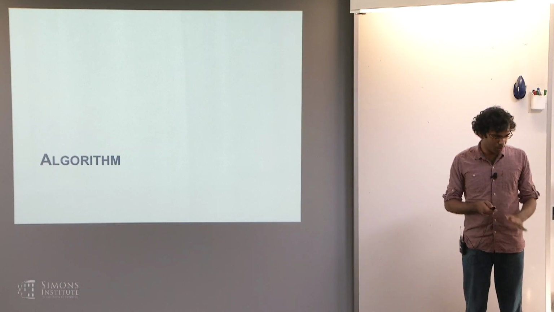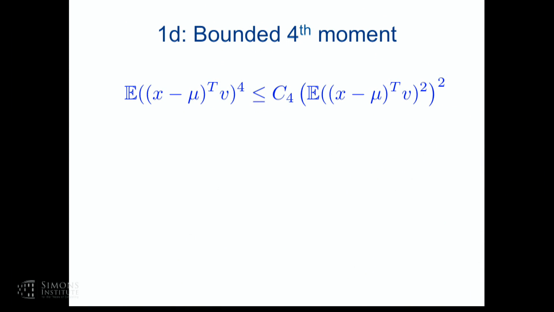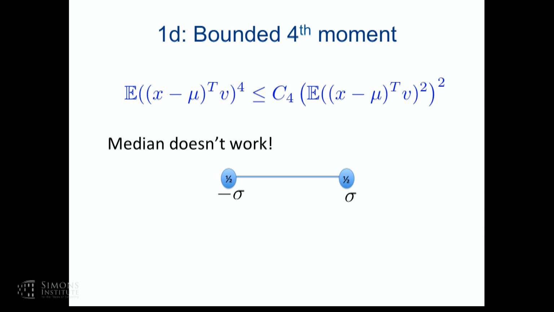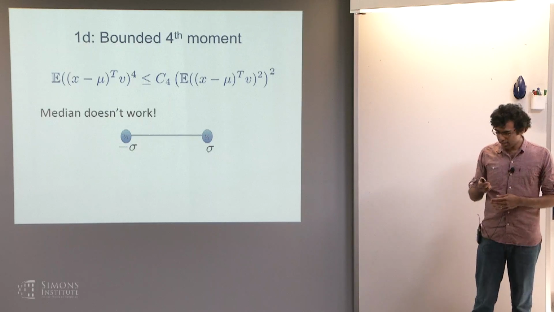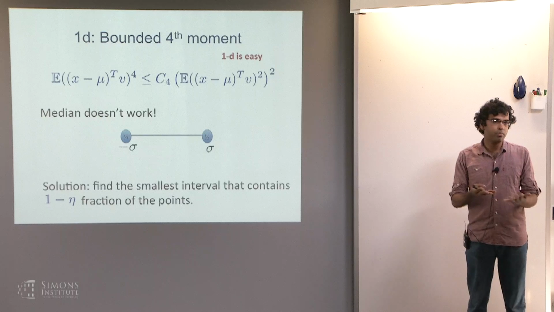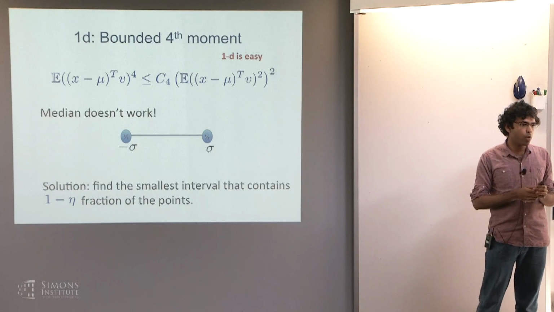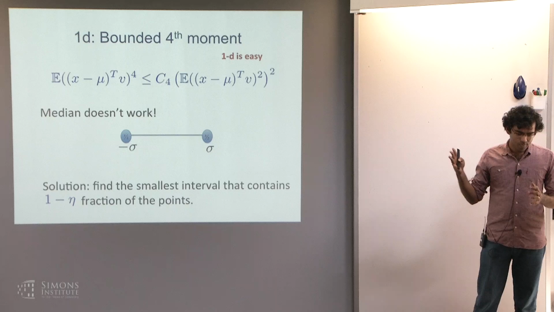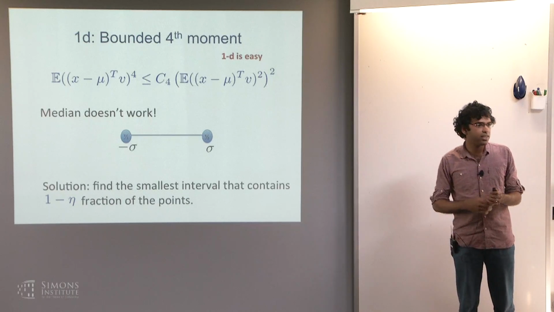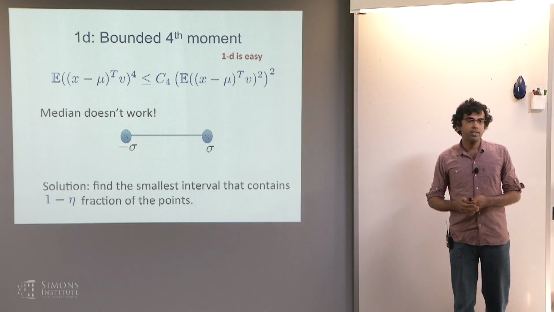Before jumping into the Gaussian case, I just want to point out that in the case of bounded fourth moment, even in one dimension, the median doesn't work. Here is a simple distribution with mean 0, concentrated on just 2 points. Even without noise, the median doesn't work if we have an odd number of samples. But there is a simple fix: compute the smallest interval which contains a 1 minus eta fraction of the points, and compute the sample mean. We can show that this is a good estimator. Though the algorithm that I'll state in the remaining slides will be for Gaussian, this is the main switch one has to make for it to work for general distributions.